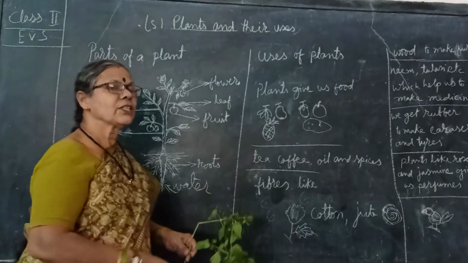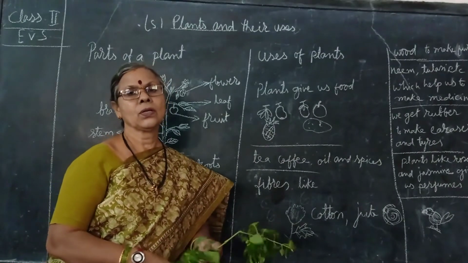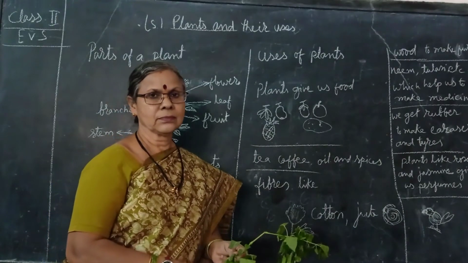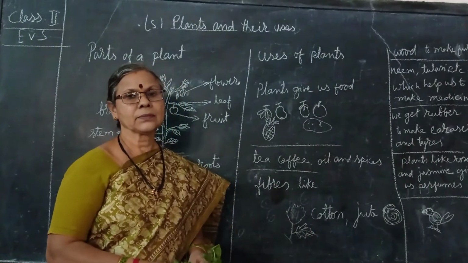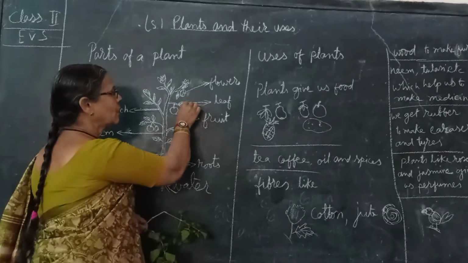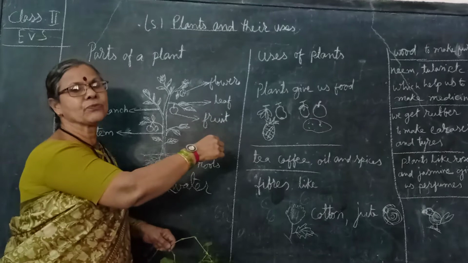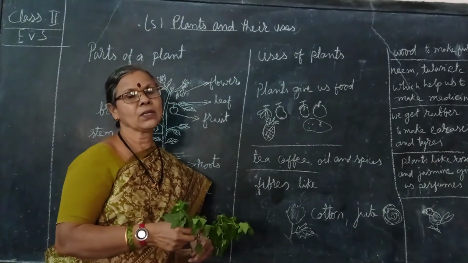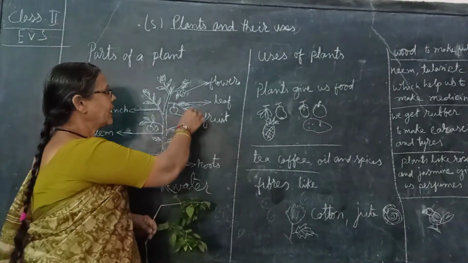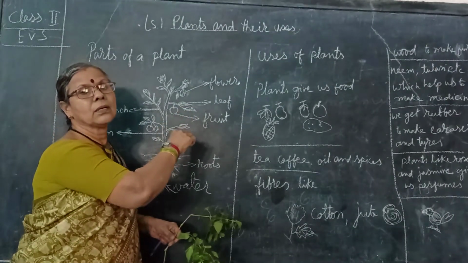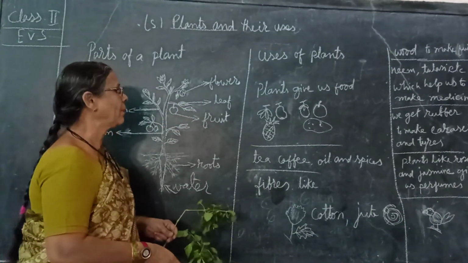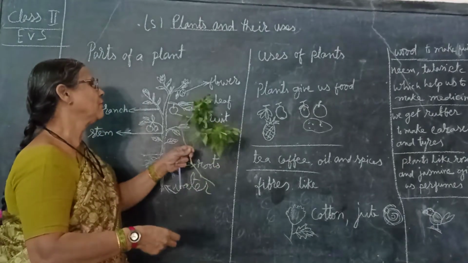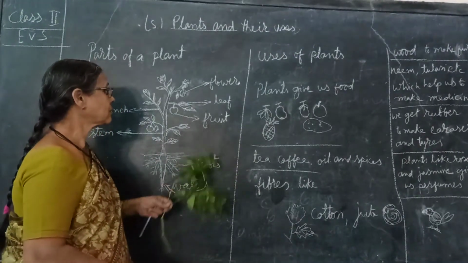So now what is the function of the leaf? To prepare food for the plant. That is why leaves are also called the food factory of a plant. Leaves are called the food factory of a plant because they make the food for the plant.